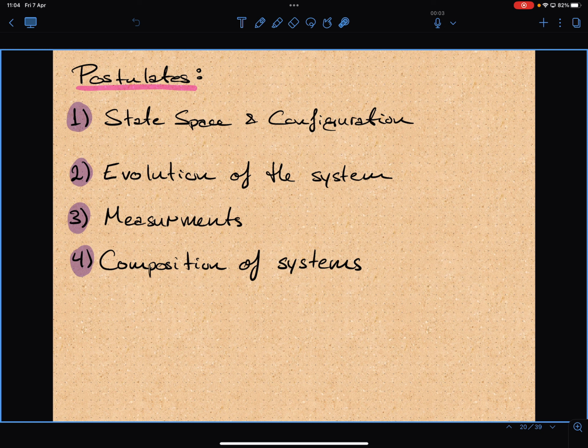In the next lecture, I'm going to focus more on the third and fourth postulates, measurements, and compositions of a system. And in particular, part of my focus for this lecture is the second postulate, the evolution of the system. I want to figure out how things evolve.